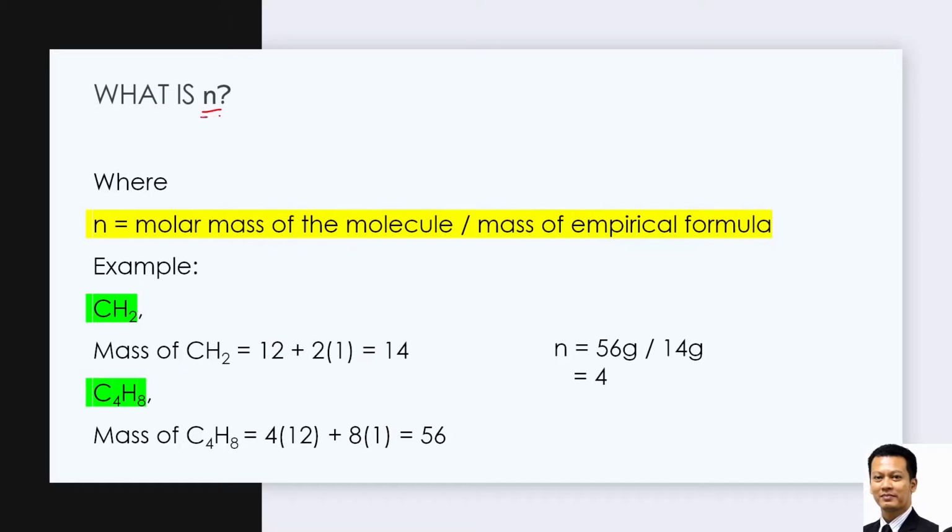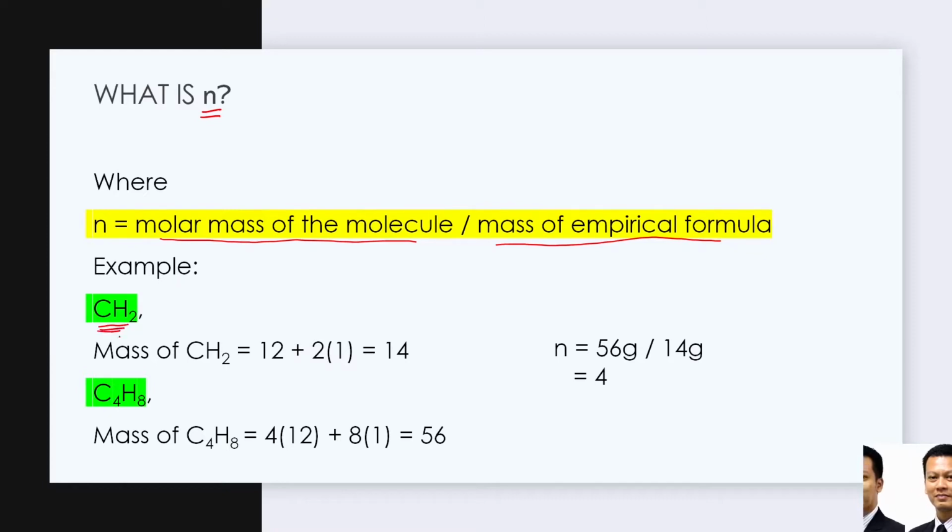N is the molar mass of the molecule divided by the mass of the empirical formula. Okay, let's see an example, CH2. The mass of CH2 is actually carbon 12 and hydrogen 1 times 2, because hydrogen is 2. So you add up all these numbers, you get 14. 14 is the mass of CH2, and CH2 is the empirical formula.